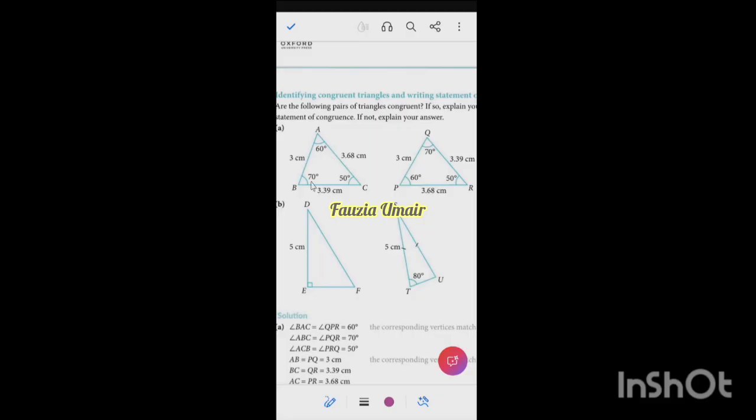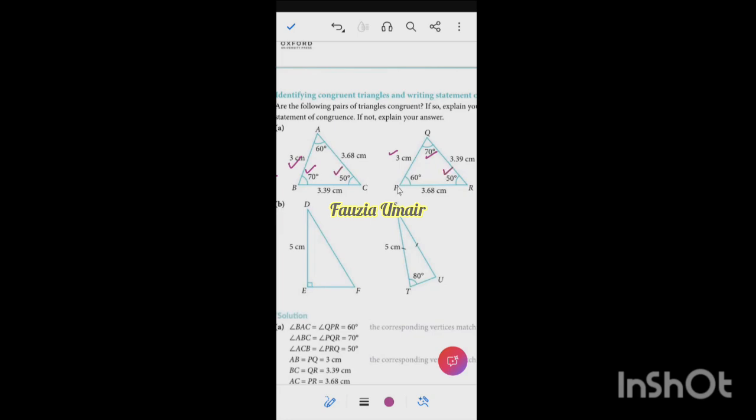देखिए 60 और 70 के बीच में it's 3 centimeter. यहाँ पर भी 60-70 के बीच में it is 3 centimeter. That's fine. अच्छा, now 3 centimeter और 3.39 centimeter के बीच में जो angle है that is 70. So that is also true. यहाँ पर भी ऐसे ही है. ठीक है? So now just look at this. पहले angles check करते हैं. 3.39 और 3.68 के बीच में जो angle बन रहा है that is 50. This is also fine.